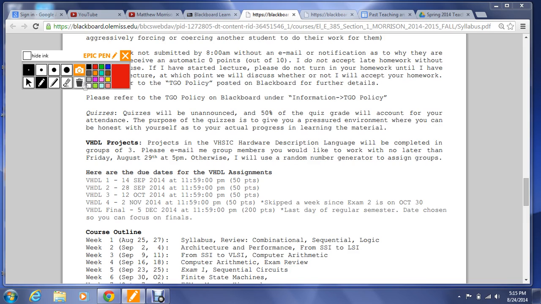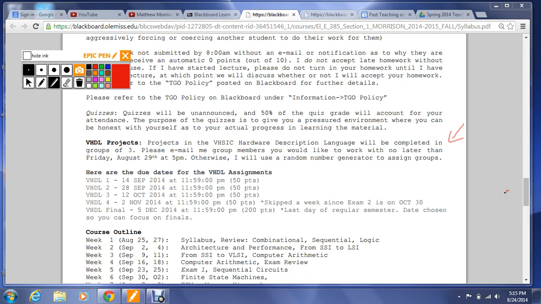So VHDL projects. VHSIC hardware description language. Very high-speed integrated circuits. We'll discuss this in detail, what that means. But I want them to be in groups of 3. Now, let's say you have a group of 3 that you really, really want to work with. I want you to email me with those 2 other people no later than this coming Friday at 5 p.m. Otherwise, I'm going to use a random number generator to assign groups.